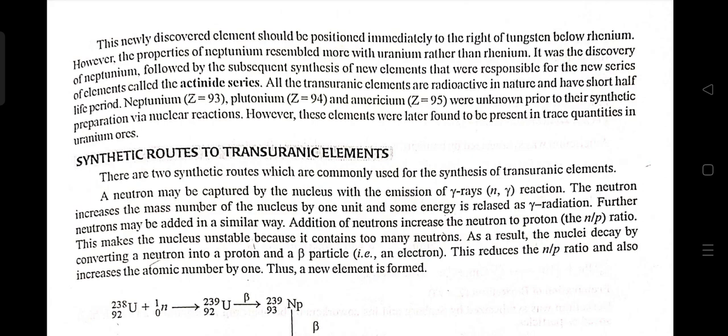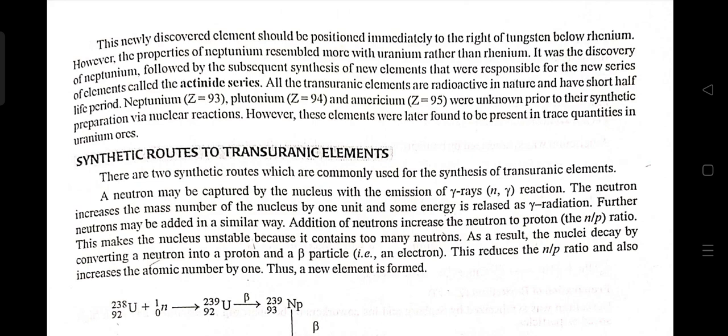A neutron may be captured by the nucleus with the emission of gamma rays, an n-gamma reaction. The neutron increases the mass number of the nucleus by 1 unit and some energy is released as gamma radiation. Further, neutrons may be added in a similar way. Addition of neutrons increases the neutron to proton ratio. This makes the nucleus unstable because it contains too many neutrons.